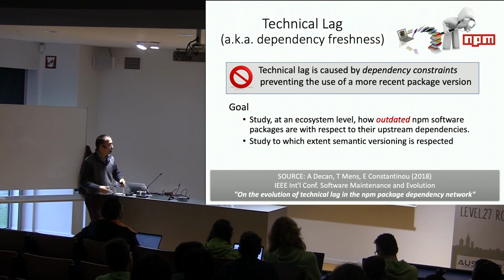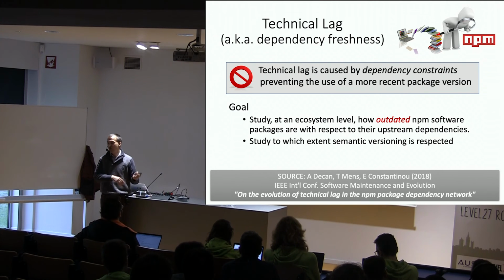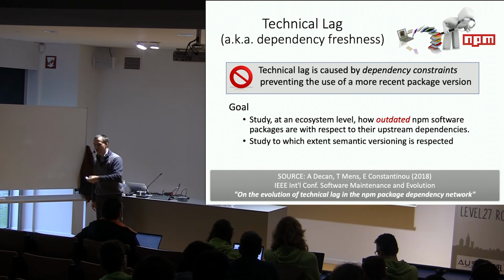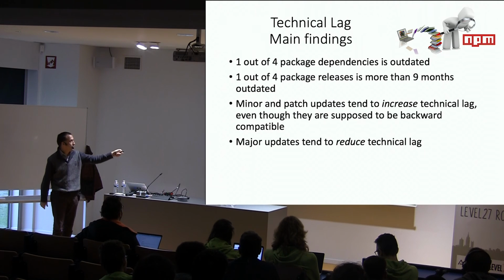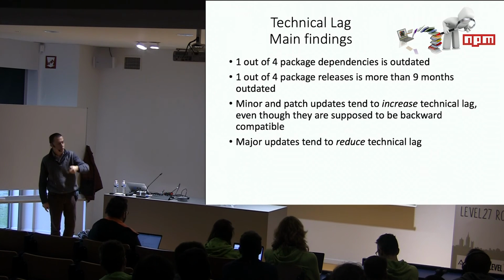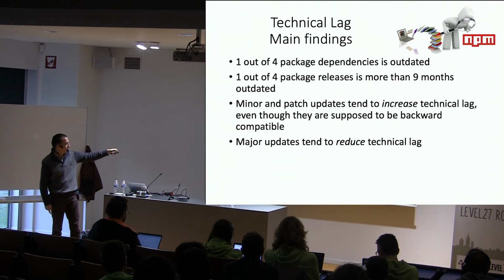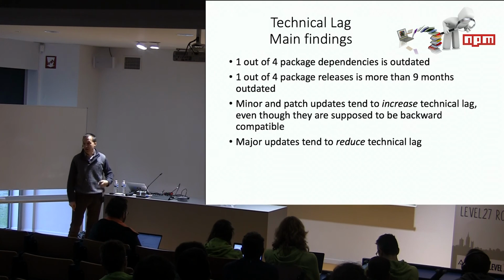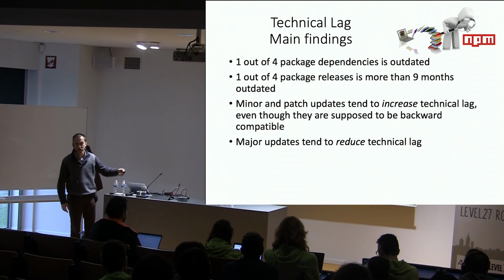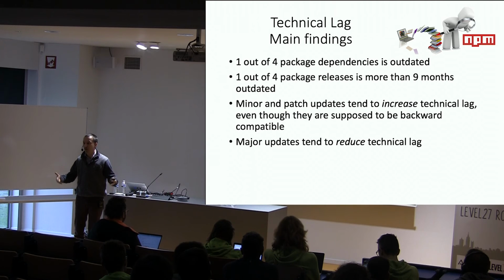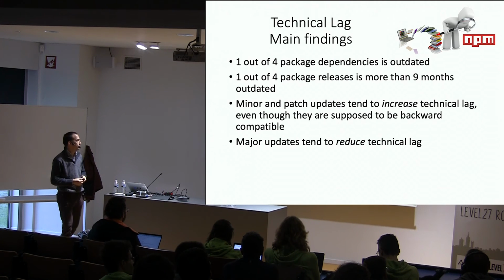So we would like to know how frequently we encounter packages in NPM that are outdated, so they could actually depend on newer versions of their dependencies. Basically, what we found is, if you look only at the package dependencies, 1 out of 4 is outdated. You could have a dependency to a newer version. And for the package releases themselves, again, 1 out of 4 is outdated, and it's even worse. The outdatedness is more than 9 months. So there is a newer version of some dependency available for more than 9 months, and it still didn't update. Maybe there are valid reasons for this, but it's still outdated.